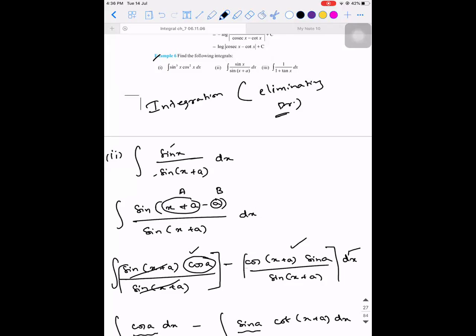Okay, sir. For example, I have a question like the integral of x square divided by x square plus 1 dx. I have the same type of function with the same power. So what I will think is, I will add a 1 here and subtract a 1.